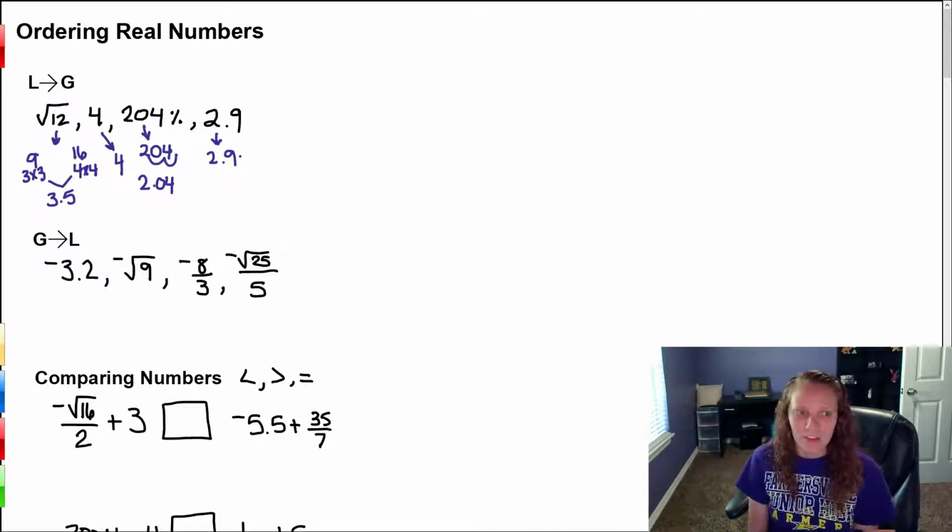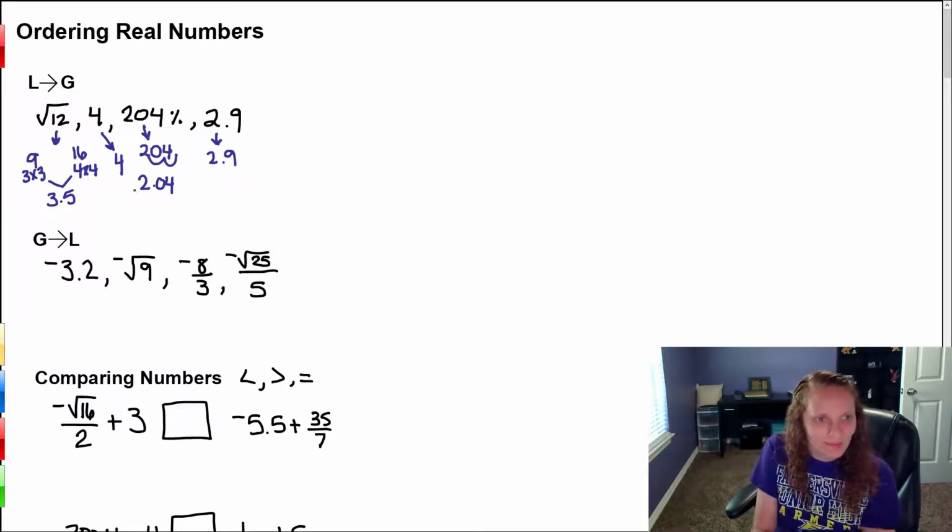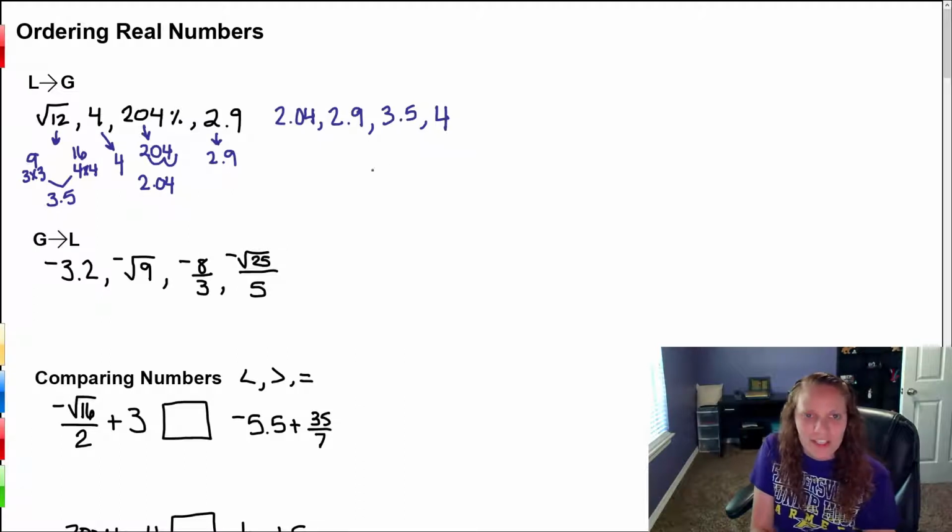Now that we have them written as decimals, we just need to place them in order from least to greatest. So the lowest number would be 2.04. And then 2.9, and 3.5, and 4.